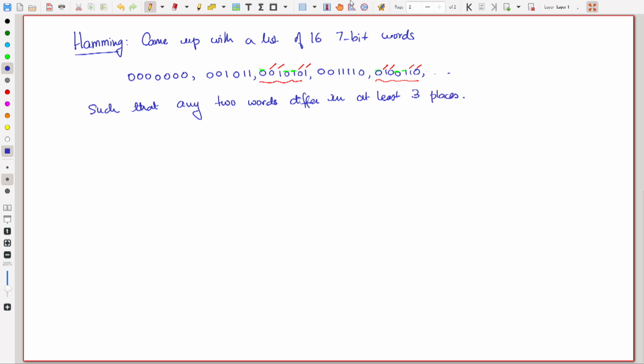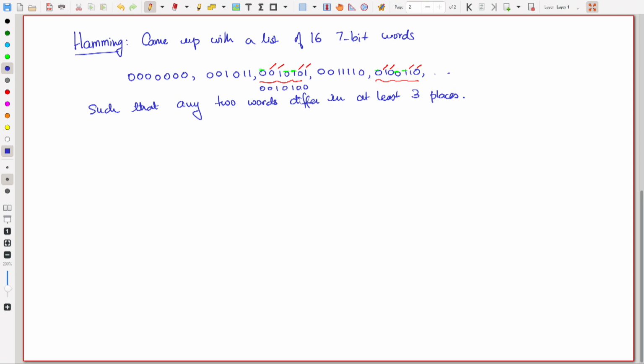So, then what happens is, suppose there is one error. Then you will know, okay, this word is not in Hamming's list of 16 possible things. So there must be an error, but also you can correct this error. Suppose I got something which differs from this by only 1 digit, say the last digit got changed to a 0. So I got 0 0 1 0 1 0 0.